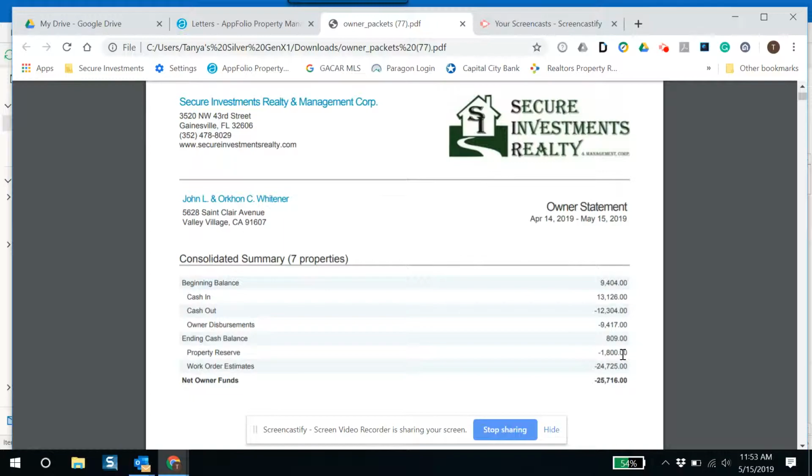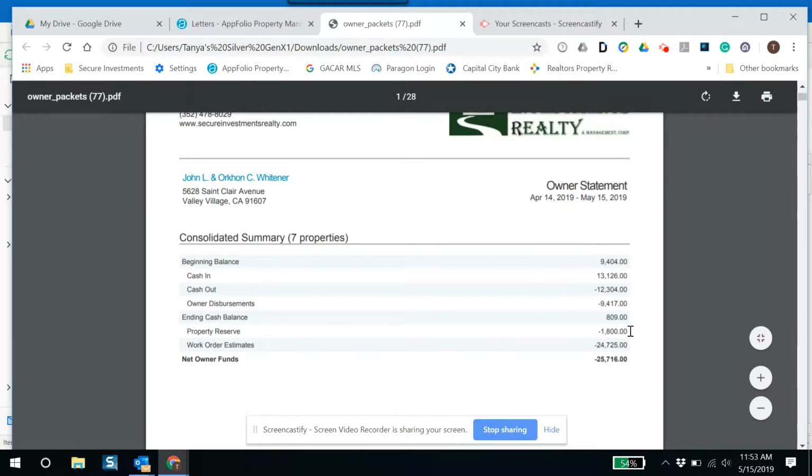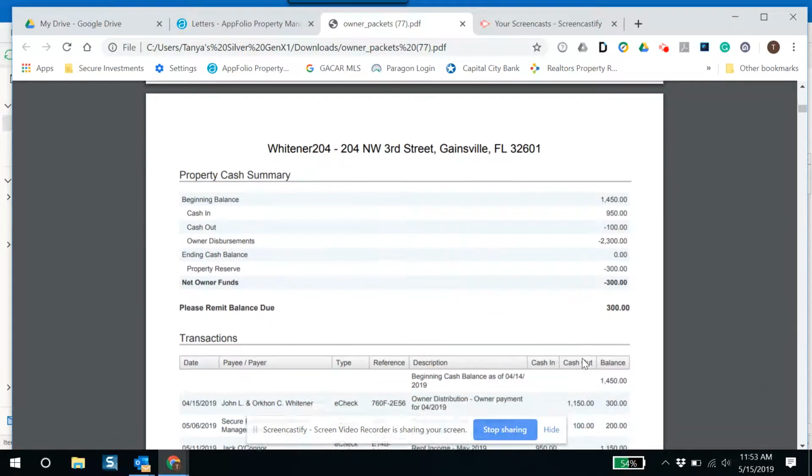The property reserve amount is the amount we want to keep in reserve that we say he owes in reserve. And it's a negative because we don't really have that in the reserve right now. I had to release that in order to pay for some bills.